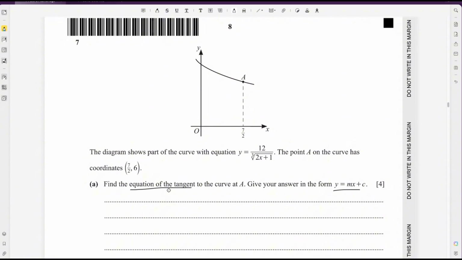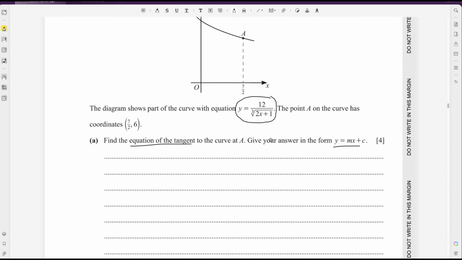To find the equation of the tangent, first of all you need to differentiate this function to find the gradient. So we need to differentiate y with respect to x. Whenever the variable is given in the denominator, just move it into the numerator. Cube root means power 1 over 3. In the denominator the power is 1 over 3, so in the numerator the power will be minus 1 over 3.